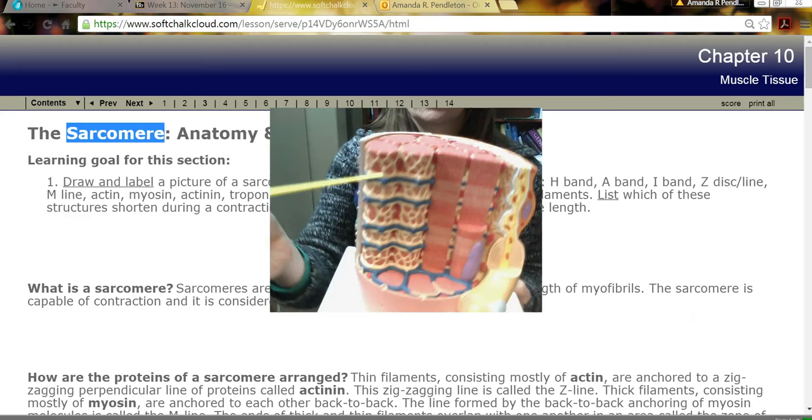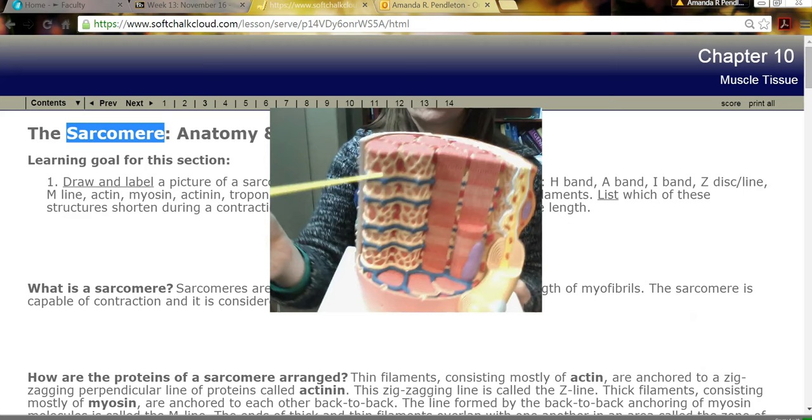Okay, so now what we're going to talk about is this thing called the sarcomere right up here. This is considered the functional unit of muscle tissue. That means that is the thing that carries out the function of that tissue. And so let me show you in a couple of places what this is so you can hopefully visualize it well.